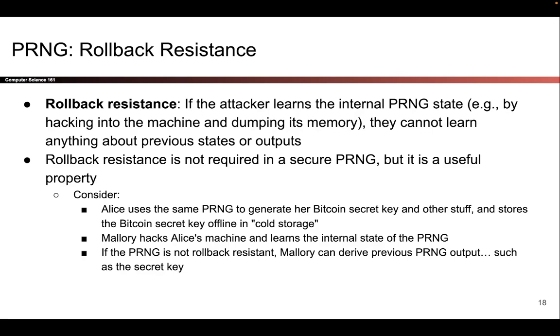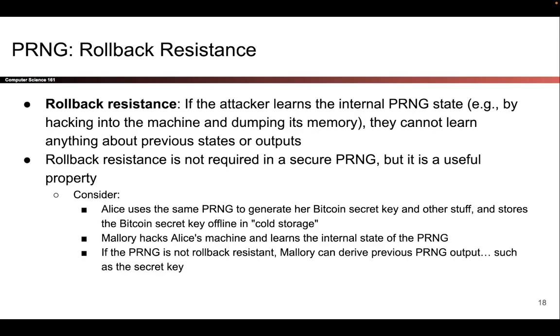So one example where rollback resistance might be useful. Let's say that Alice uses a PRNG to generate a secret key, and then a week later, she uses the PRNG to generate some other stuff as well. And later, Mallory is able to hack into the machine and learn what the PRNG is doing, so she can see all the internal instance variables of this PRNG object. If the PRNG is rollback resistant, that means that Mallory is unable to figure out what previous outputs this PRNG produced, such as the secret key from last week.